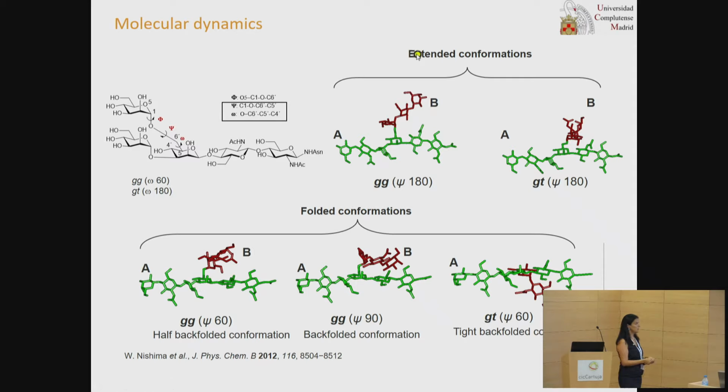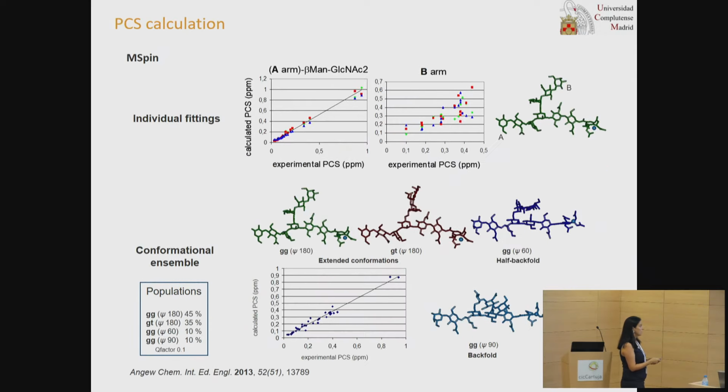There are 2 families: the extended conformations, characterized by this angle around 180, and folded structures where this B arm is closer to the reducing end, as here. Then, just looking at this, we thought that the B arm should be the one that is moving more in the NMR, since it is located closer to the methyl than the A arm. But this was just our first hypothesis.